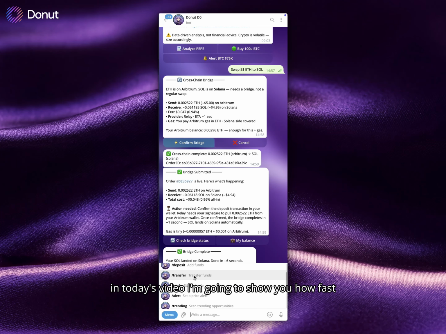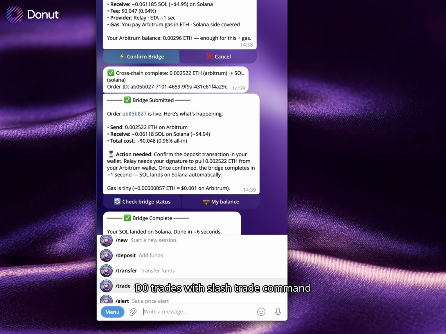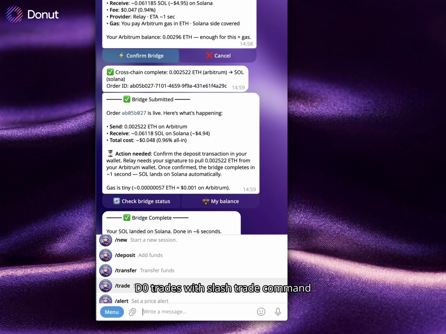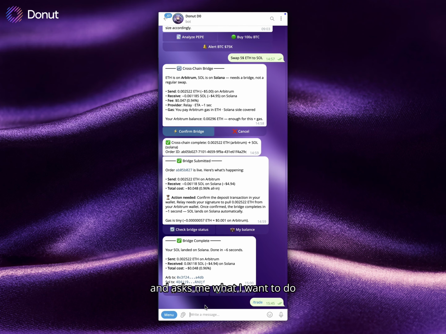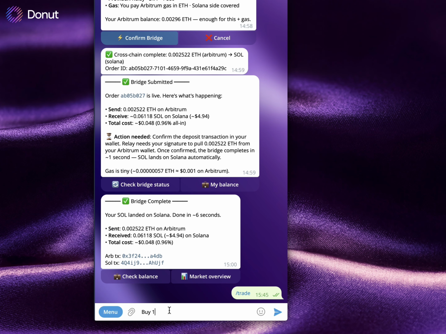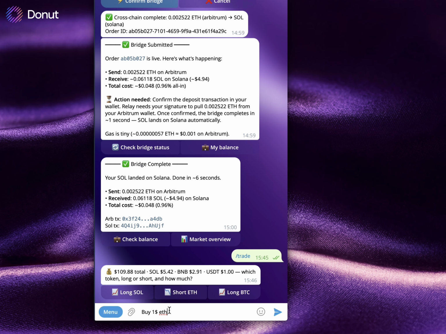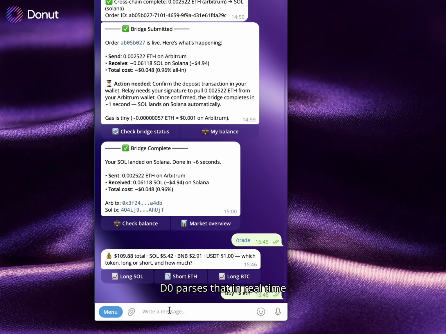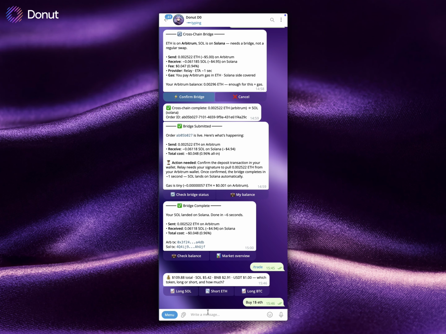In today's video, I'm going to show you how fast D0 trades. With the /trade command, D0 instantly shows my balances and asks me what I want to do. I say, buy $1 of ETH. D0 parses that in real time. Jupiter route, less than 0.01% price impact. I hit confirm, done. Swap executed.